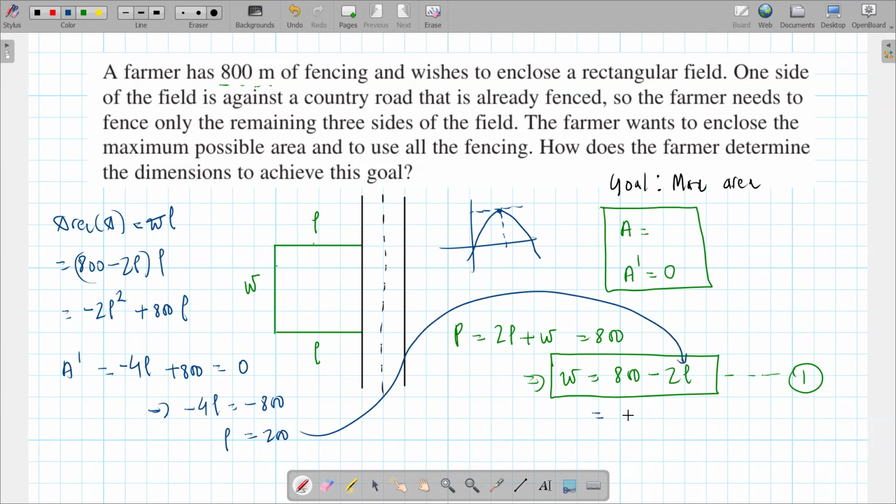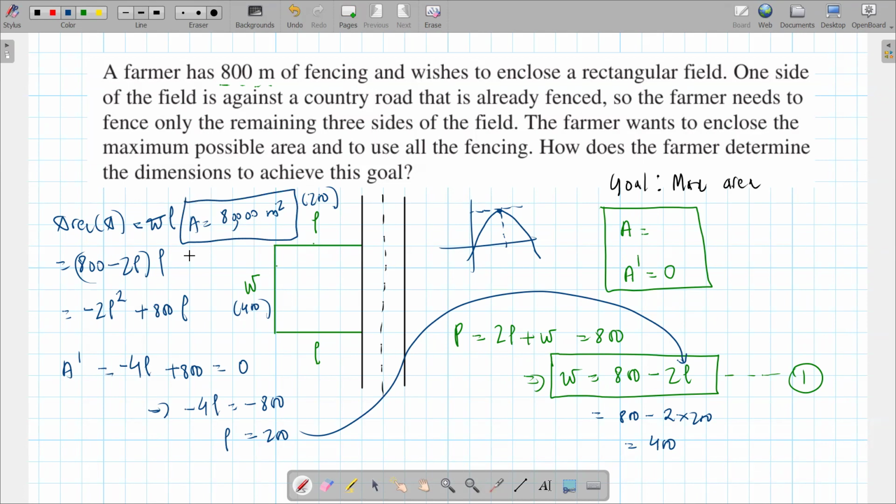Plug it here to find W. 800 minus 2 times 200. 800 minus 400, 400. So the width is 400. The length is 200. 400 times 200 is 80,000. That is the maximum area, 80,000 meters squared. And we're done with the problem.